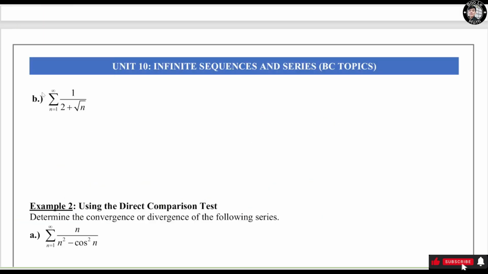Now question B. Question B is slightly different from question A, alright? So we have 2 plus square root of n always less than or equal to 2 plus n, right? I take the reciprocal of both sides, so 1 over 2 plus square root of n is greater than or equal to 1 over 2 plus n, right? So I'm going to put the summation in the front, n goes from 1 to infinity.